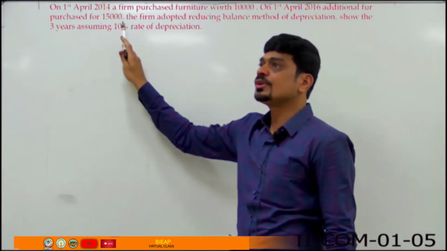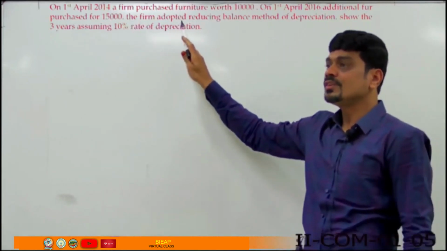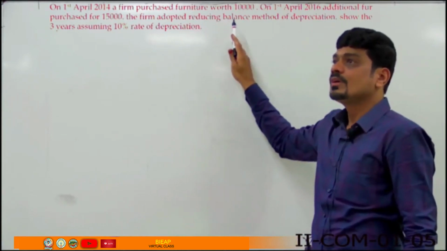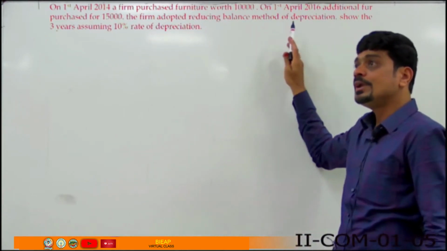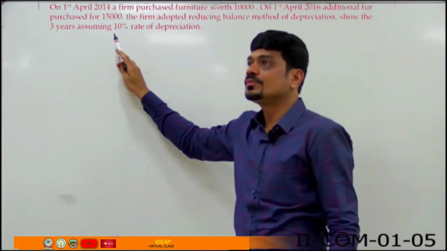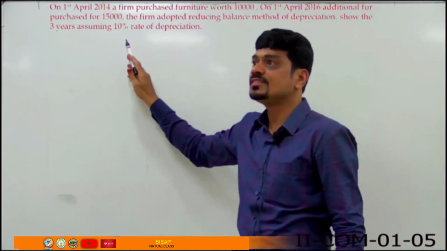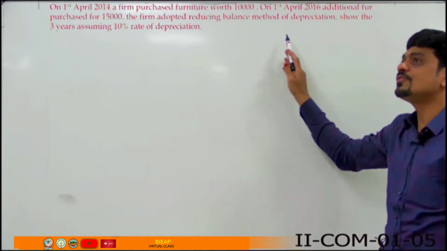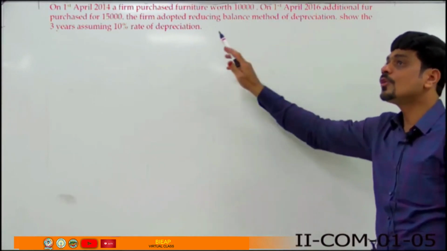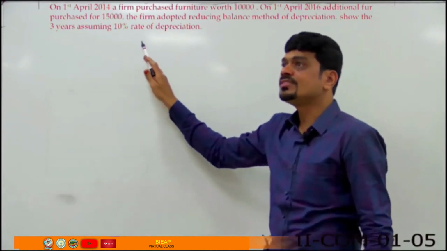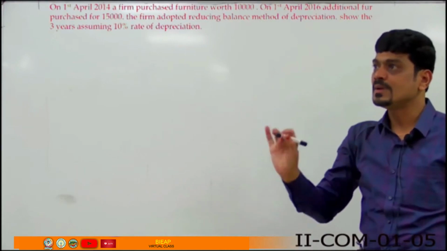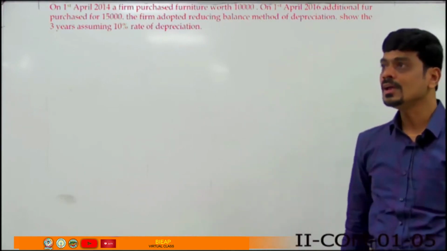On 1st April 2014, purchased a machine costing 10,000. And on 1st April 2016, we bought an additional machine for 15,000. So how many machines are there? 2 machines. And the firm is adopting which method? Reducing balance method. Accounts for 3 years, and the rate of depreciation is 10%. Which method? Diminishing balance method. As it is, we are going to solve the problem.